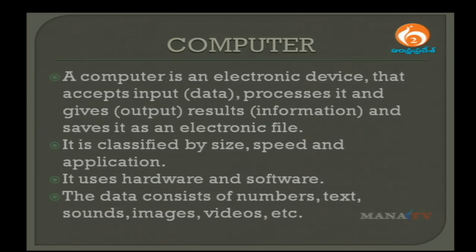So let us go to the second slide. Here are a few definitions of a computer. All right, the first sentence, if I can read it out: a computer is an electronic device that accepts input, that is data, processes it, and gives output, that is results and information, and saves it as an electronic file.